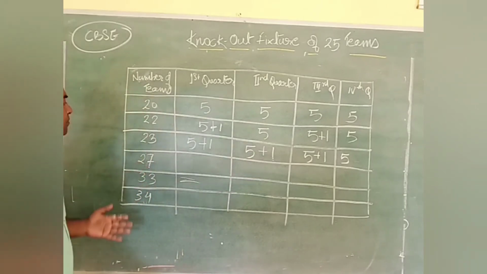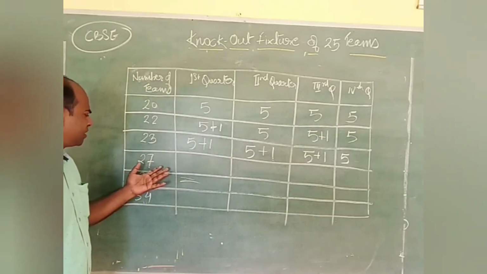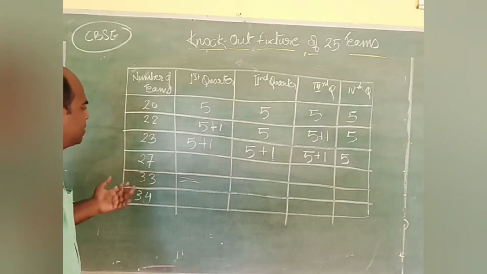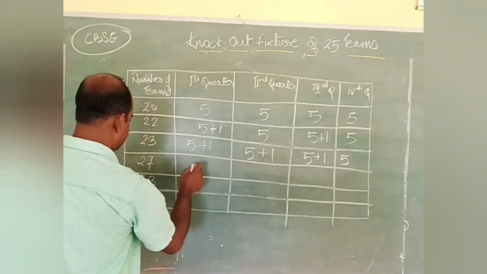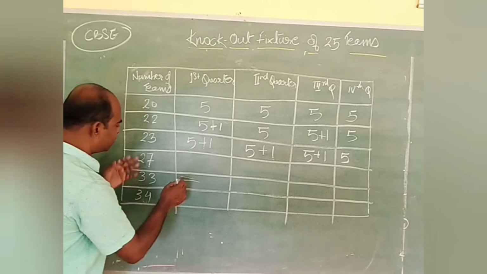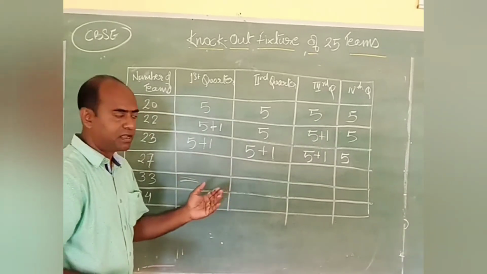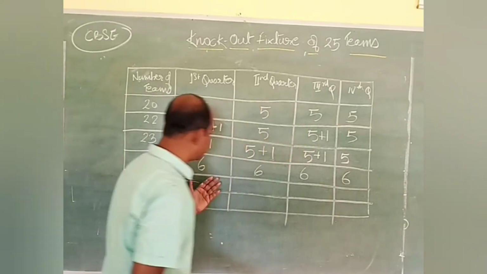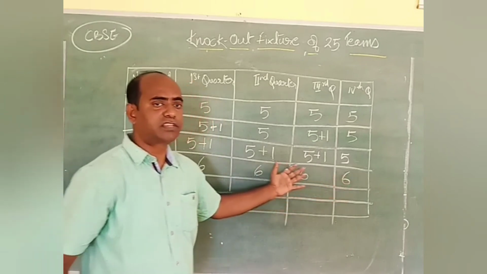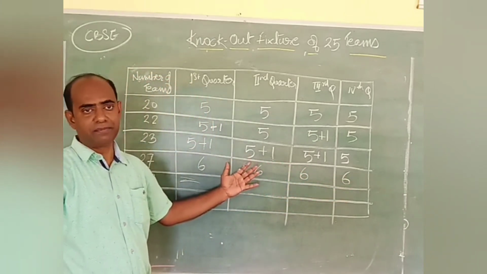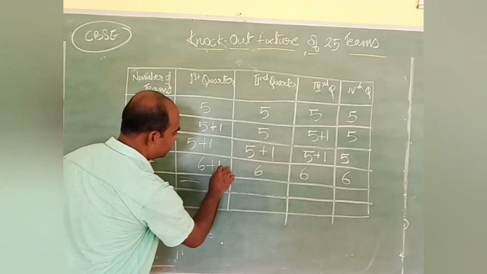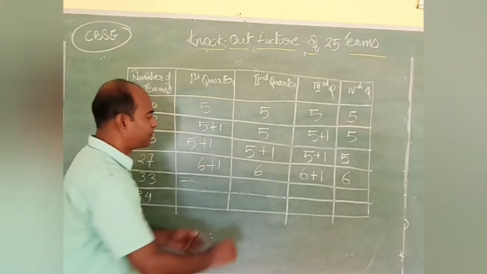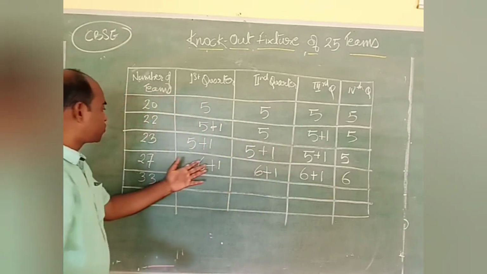Next, 27 teams. In case the number of teams is 27, then you will place 6, 6, 6 and 6. In 4 quarters there are 6 teams each. So 6 4s are 24. You have got 3 extra teams again. So plus 1 here, then the third quarter, as I said, plus 1, and plus 1. So now it is 27 teams.